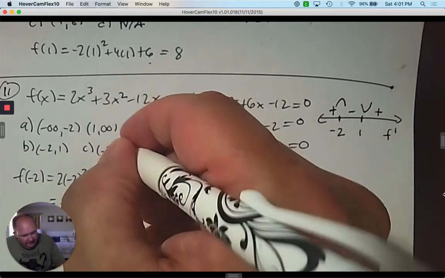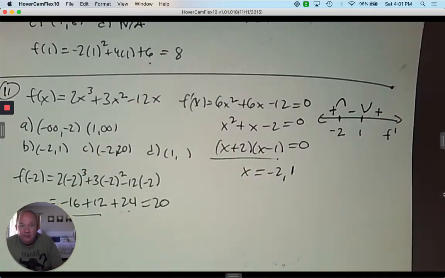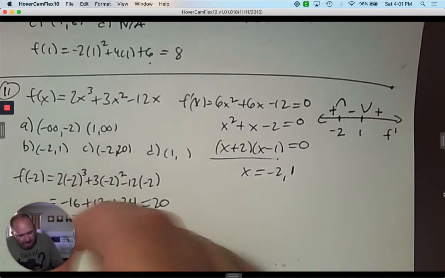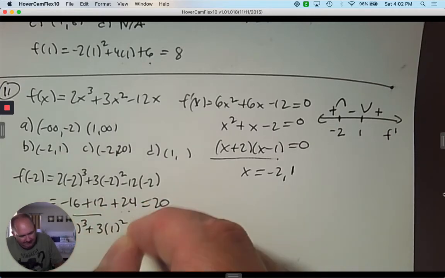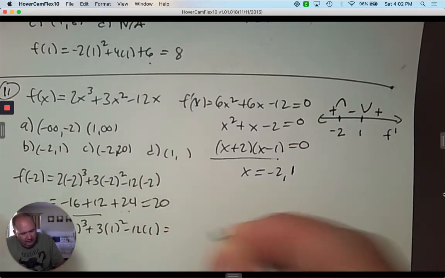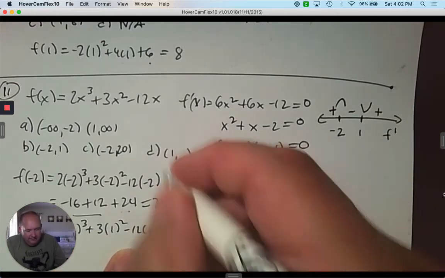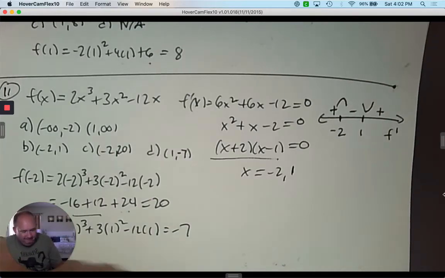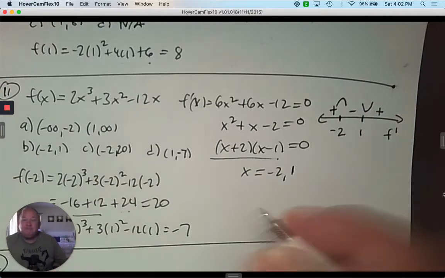So where are we at? Negative 2 and 20 is a maximum. Now for positive 1, that's 2 plus 3, take away 12. So 5 take away 12, that's negative 7. And you found your maximum and you found your minimum using calculus and algebra. Number 12.